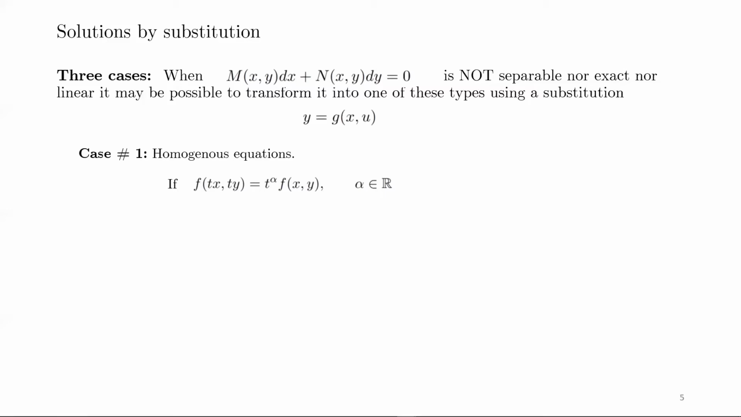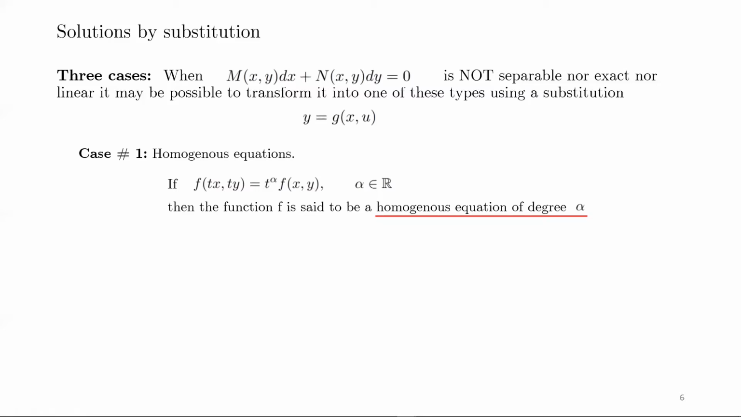This is very specific terminology. If we have a function f of x, y, and instead we multiply our variable x by t and our variable y by t, and evaluate the function, and that is equal to t to some power alpha, where alpha is some real number, multiplied by the function f evaluated at x, y, then the function is said to be a homogeneous function of degree alpha.